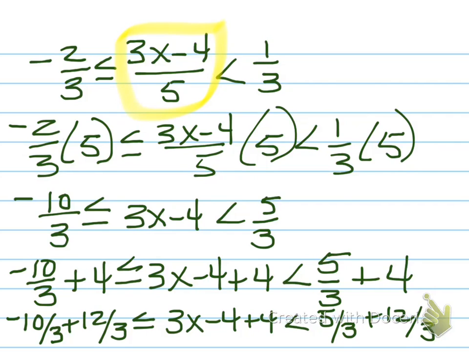So now I'm going to simplify. I have minus 10 thirds plus 12 thirds. That gives me 2 thirds. That will be less than or equal to 3x minus 4 plus 4 is 3x plus 0, which is just 3x. And that is less than 5 thirds plus 12 thirds is 17 thirds. So that is my new simplified inequality. I'm going to a new screen and put that in for you.